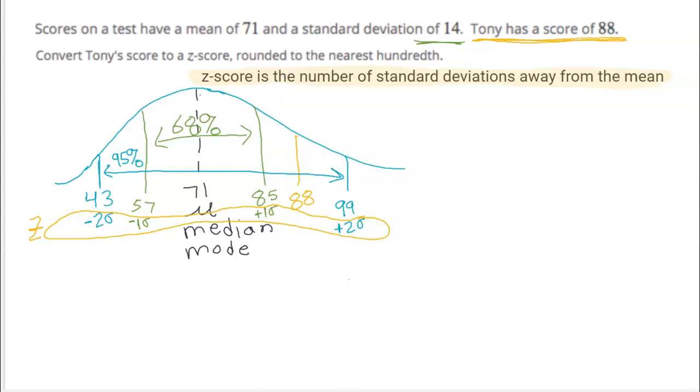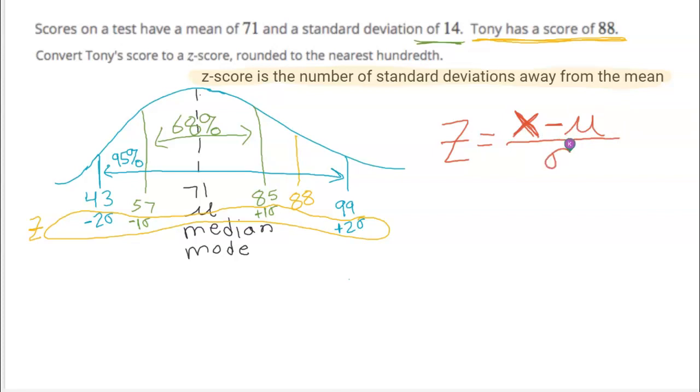Okay, let's write the z-score formula and talk about what it means. The z-score is the number of standard deviations away from the mean. So it's your score, and we'll go ahead and highlight that in a minute. Your score, whatever you got, so Tony got his 88, minus the mean, so how far you are away from the mean, divided by how big the standard deviation is.